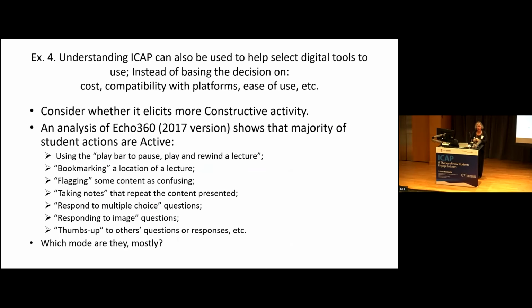Understanding ICAP can also be used to help select digital tools, instead of basing the decision, let's say for the department, on cost, compatibility with the platform, ease of use, and so on. Instead, you should analyze the ICAP modes of the tasks that the students can input. So I just looked very briefly at Echo 360, the 2017 version, and looked at the kind of activities that the clickers, clicks, and so on that the students are allowed to do.